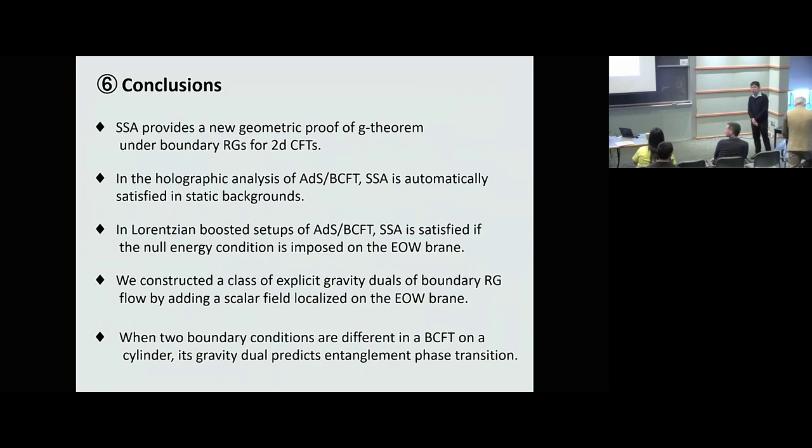Is the entropic definition of the g function manifestly the same as the partition function definition, or when you find fixed points? It's not guaranteed, I think. It's just defined by a constant part of the entanglement entropy. So I think at the fixed point they are equivalent, but in general it's different.